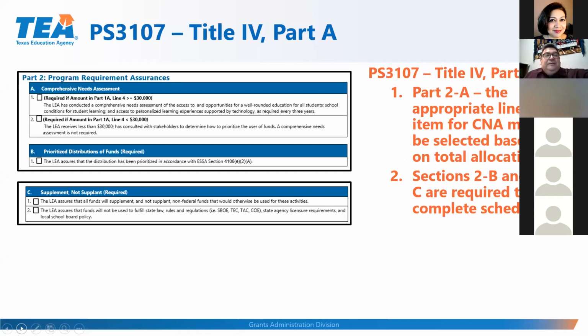And then the next section, Part 2, the program required assurances, it'll know based on the amount that's allocated, including transfers in. If it's more than 30,000, you'll be required to check that first box, line 1. If it's less than 30,000, line 2. Part B, everyone is required to check that box. And Part C, the supplement not supplant requirements. Title IV Part A does have that supplement not supplant rule, so both of those check boxes for assurances that you're following those rules and regulations must be checked.